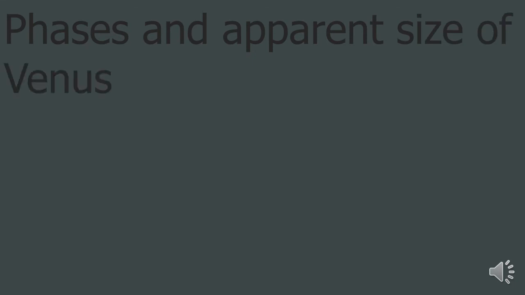The phases and apparent size of Venus indicated a heliocentric solar system. This discovery of Galileo helped to give more evidence for the proposal of the heliocentric solar system by Copernicus.